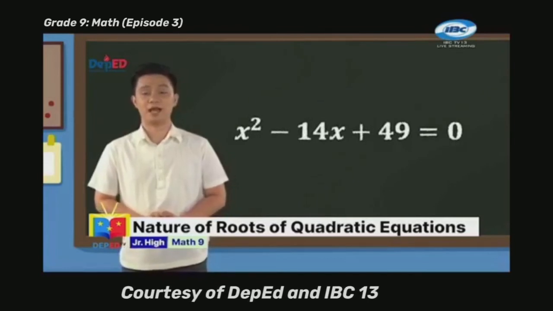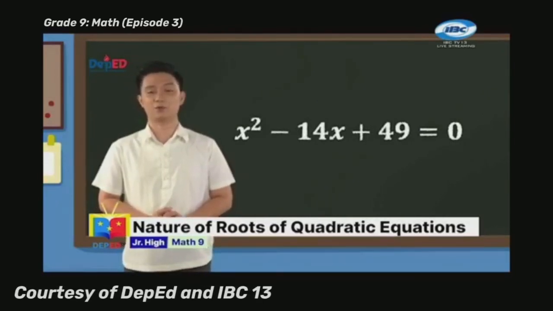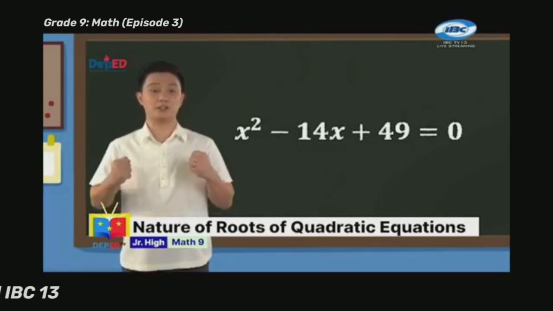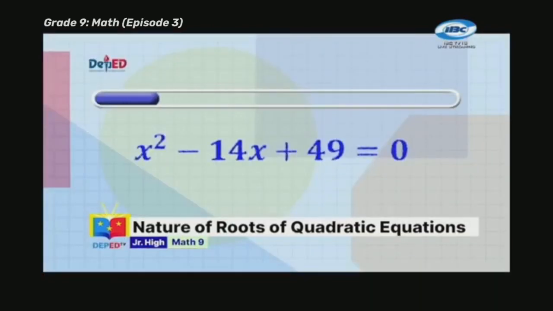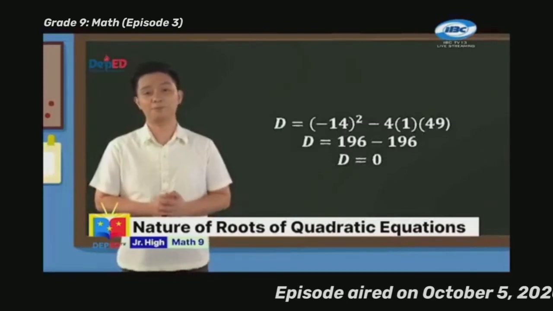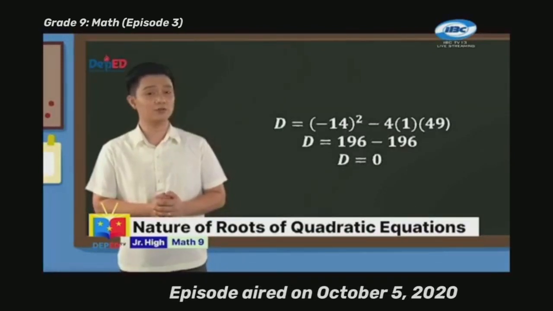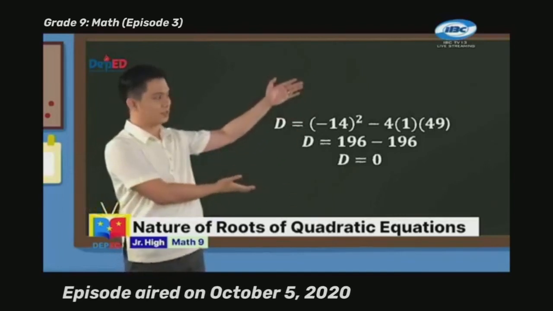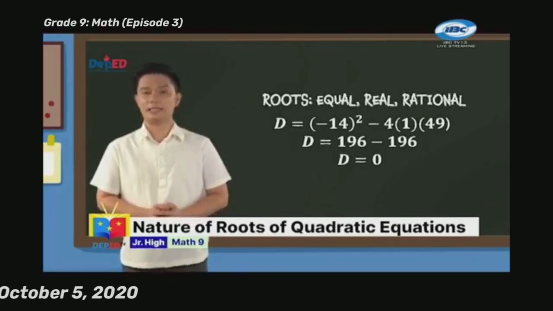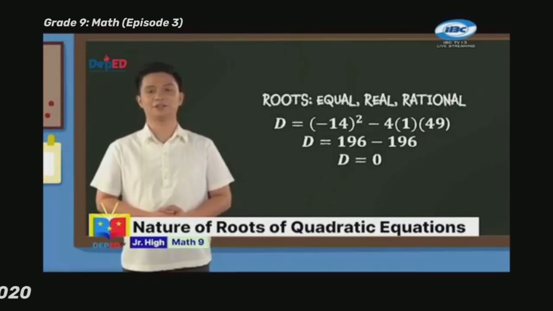Equation number 3: x squared minus 14x plus 49 equals 0. Your answer in 15 seconds. Let's do this. And time is up. Discriminant is equal to 0. See the computation. It is exactly 0. So, the roots are equal, real, and rational.